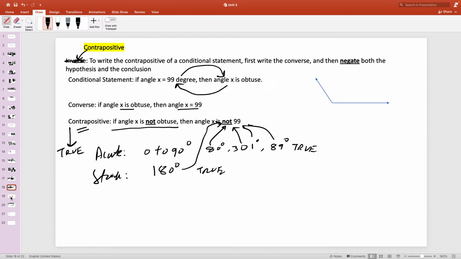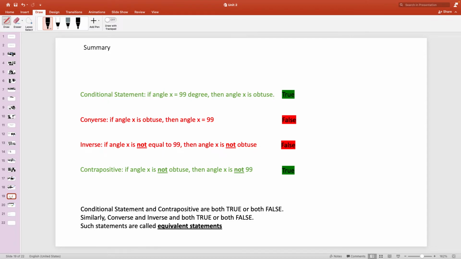Okay. So now let's just summarize all these concepts in one shot. Conditional statement we evaluated was if angle x is 99 degrees, then angle x is obtuse. We found all of the conditions are true. Converse, we are basically switching them, this and this. And once we switched, we found out that it is false in some situations.